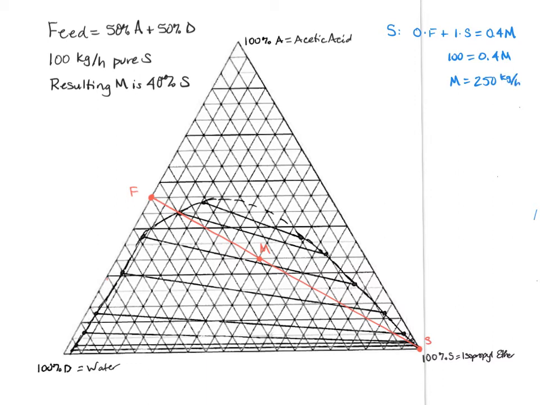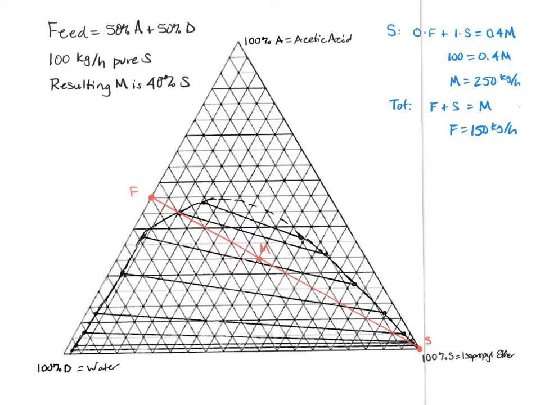And we also then can do a total material balance, which says that F plus S equals M, and so therefore F is equal to 150 kilograms per hour. Now we know that this is going to split into two phases because it falls in the graph in the region that is two-phase, where we've got all these tie lines.